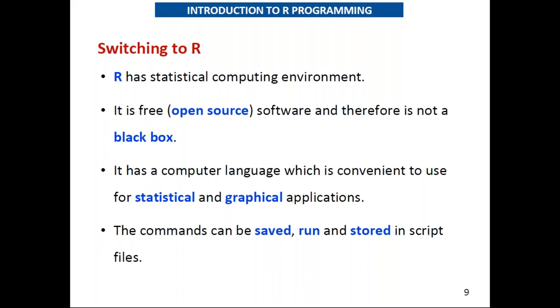So here R is not a black box, which is open source. During compilation, we will see the entire process line by line, what is happening, where errors occurred. Everything is transparent. Easily we can trace line by line. That is called interpreted. R is an interpreted language. It is not compiled.